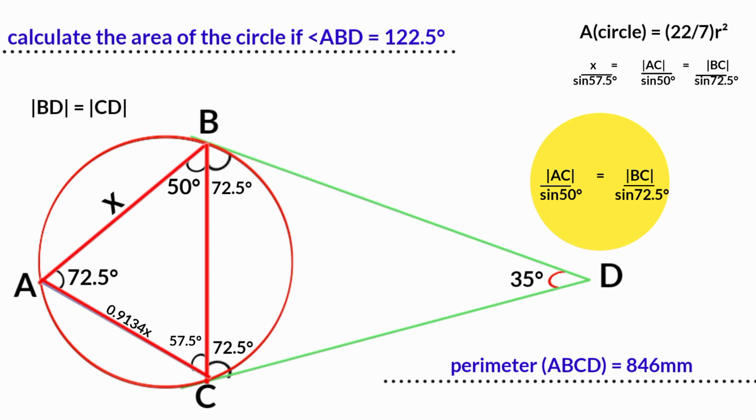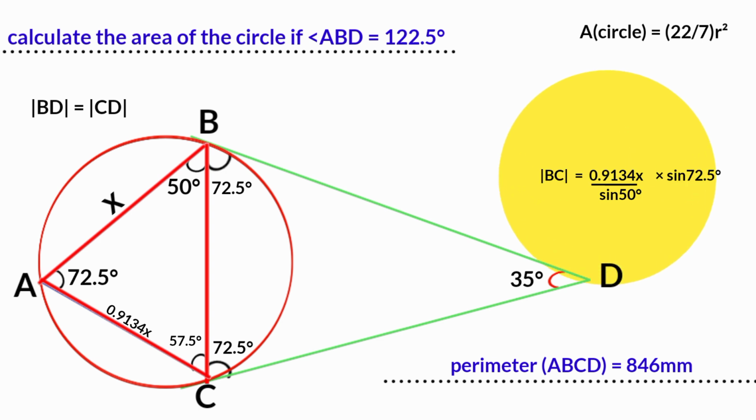Substitute here now. Coming back to this part, line AC over sine 50 degrees equal to line BC over sine 72.5 degrees. But line AC is 0.9134x. So 0.9134x over sine 50 degrees equal to line BC over sine 72.5 degrees. Making line BC the subject, line BC now equal to 0.9134x all over sine 50 degrees times sine 72.5 degrees, which if you simplify further, line BC equal to 1.1372x. We substitute here also.